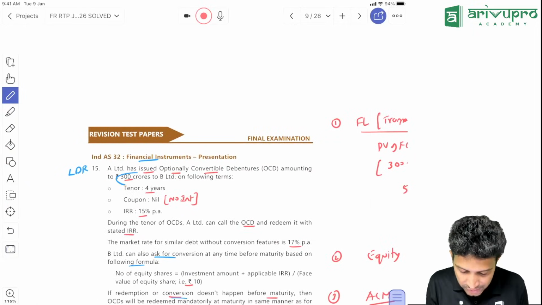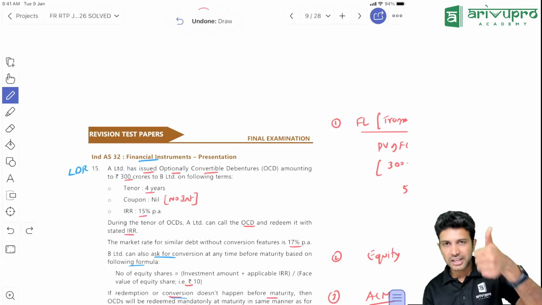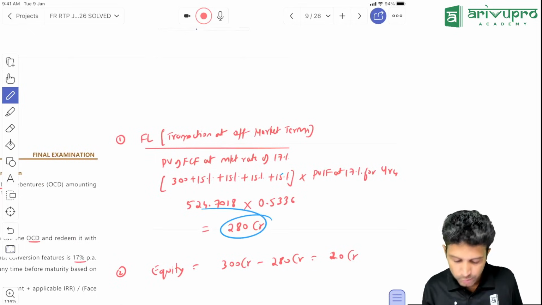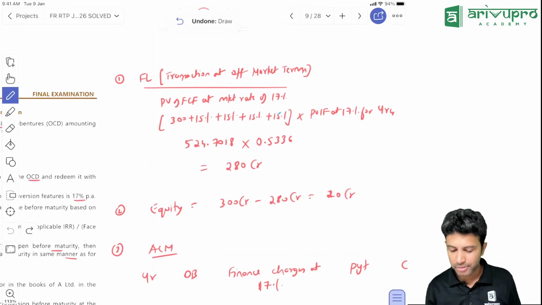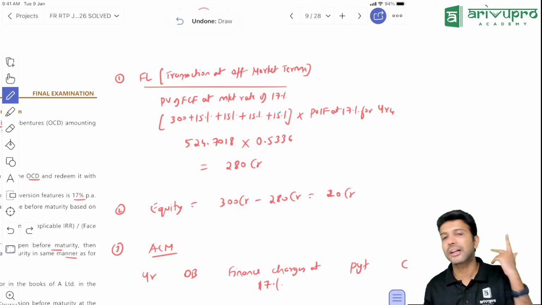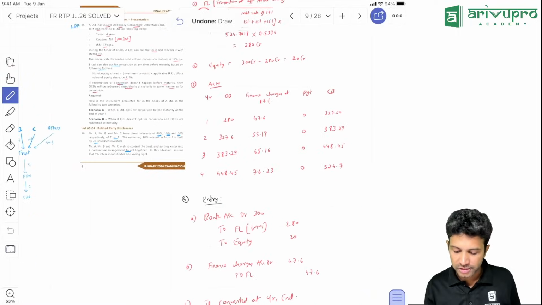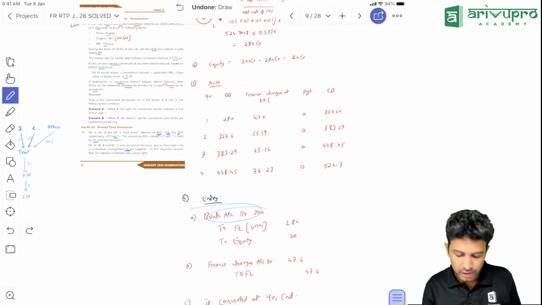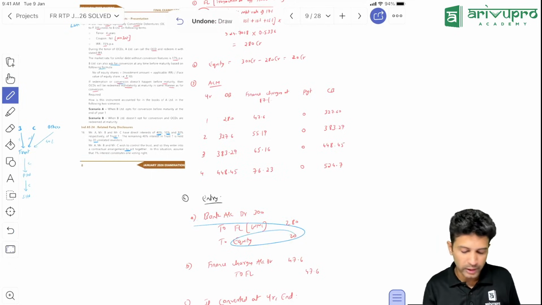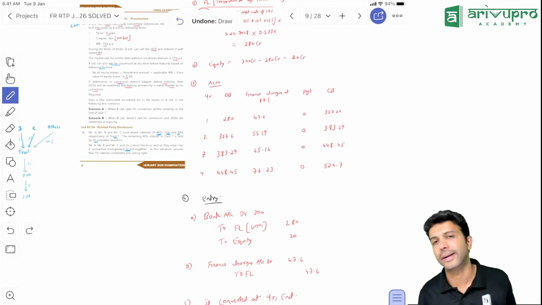But how much money was collected? 300 crore. Transaction price is 300 crore. In that, if 280 is financial liability, the balance will be equity. That's all. So the equity portion will be the balance, which is 20 crore. So the entry you will pass is what? Bank account debit 300 crore, to financial liability 280, to equity portion of compound financial instrument 20.